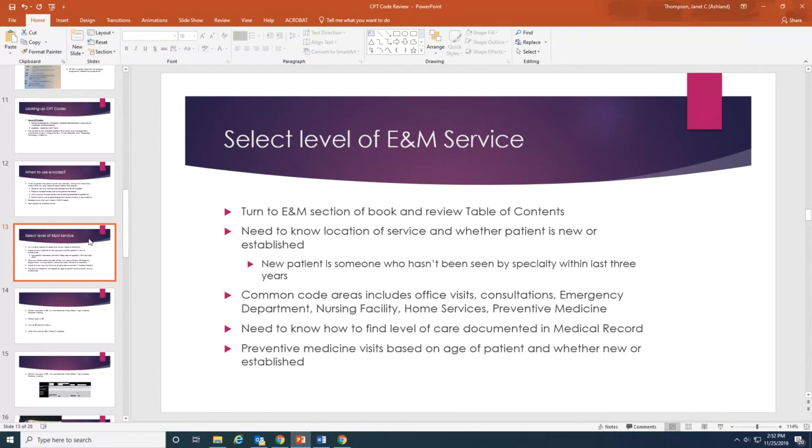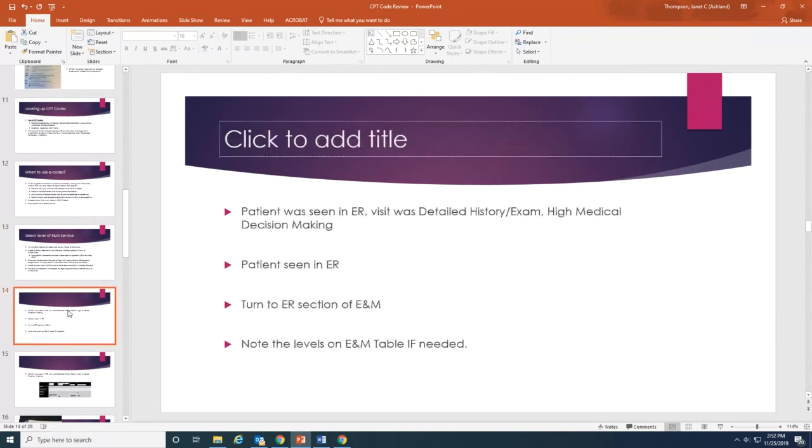And a new patient is somebody who hasn't been seen by a specialty within the last 3 years. You need to know how to find the level of care documented in the medical record. And then also keep in mind preventive medicine visits are based on the age of the patient and whether they're new or established. So your preventive medicine codes are like the easiest to get. So I like that. It's really hard. It's one thing to figure out the level of code. It's another thing when you're looking through these records, auditing them, trying to find what the appropriate level of service is. It takes a lot of time and skill.